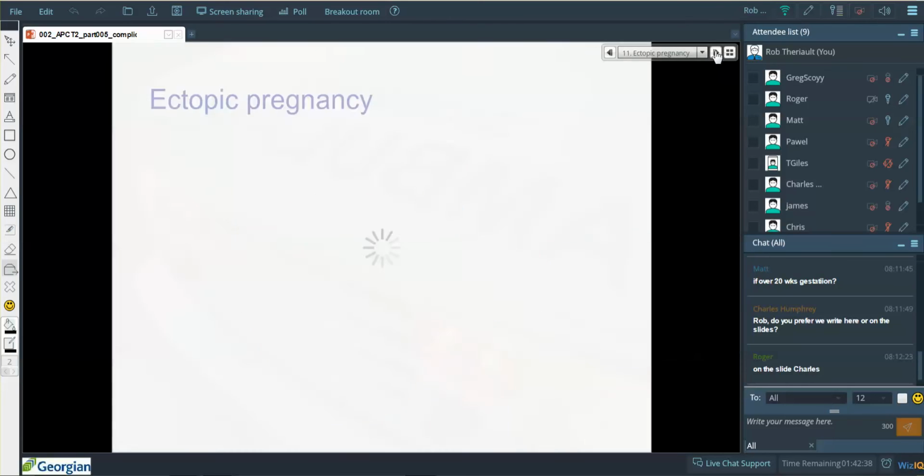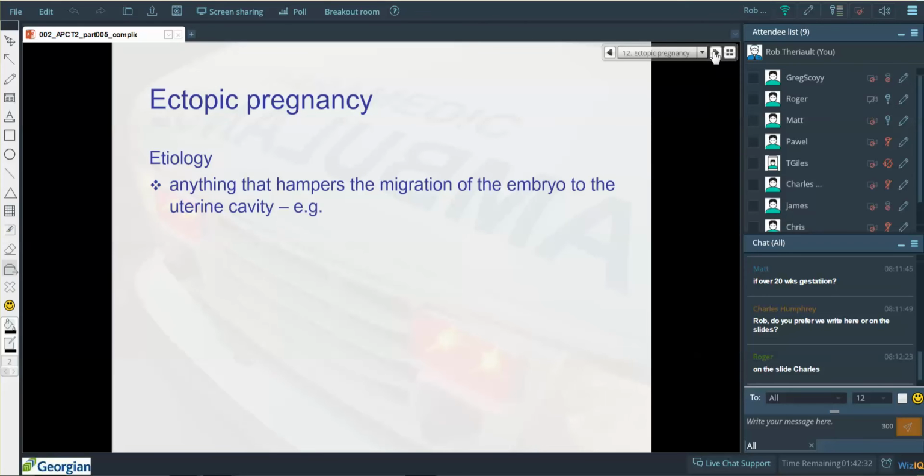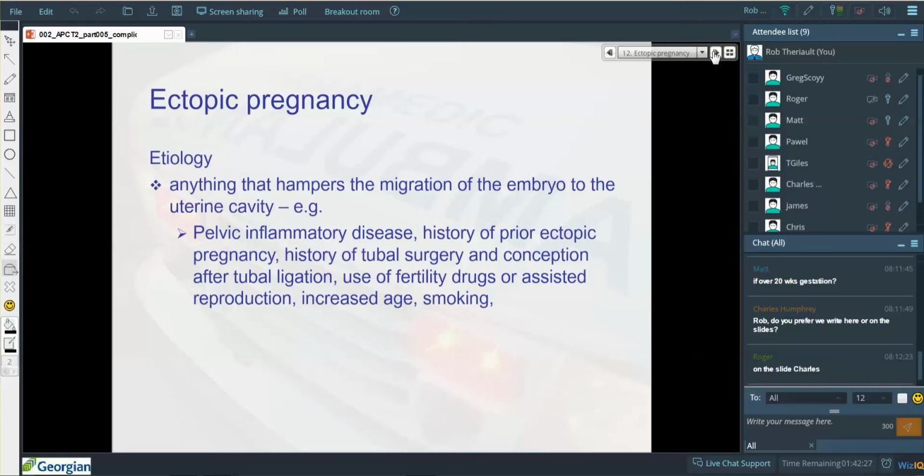And so the etiology is anything that hampers the migration of the embryo to the uterine cavity. And those include things like pelvic inflammatory disease. If they've had previous ectopic pregnancies, that's a problem. Or history of tubal surgery and conception after tubal ligation. Women who are using fertility drugs are at high risk. And age and smoking is also a risk factor as well. However, having said that, most patients have no clear identifiable risk factor for ectopic pregnancy.